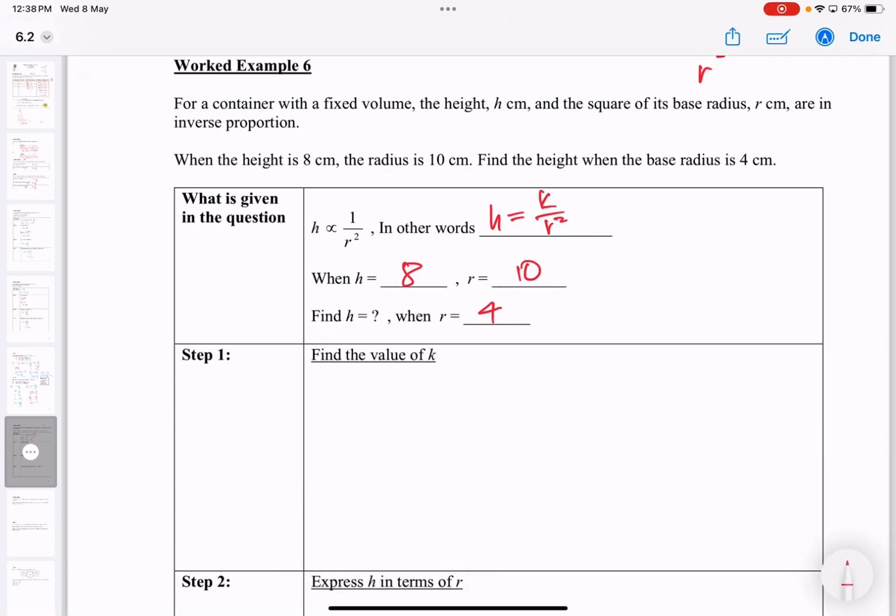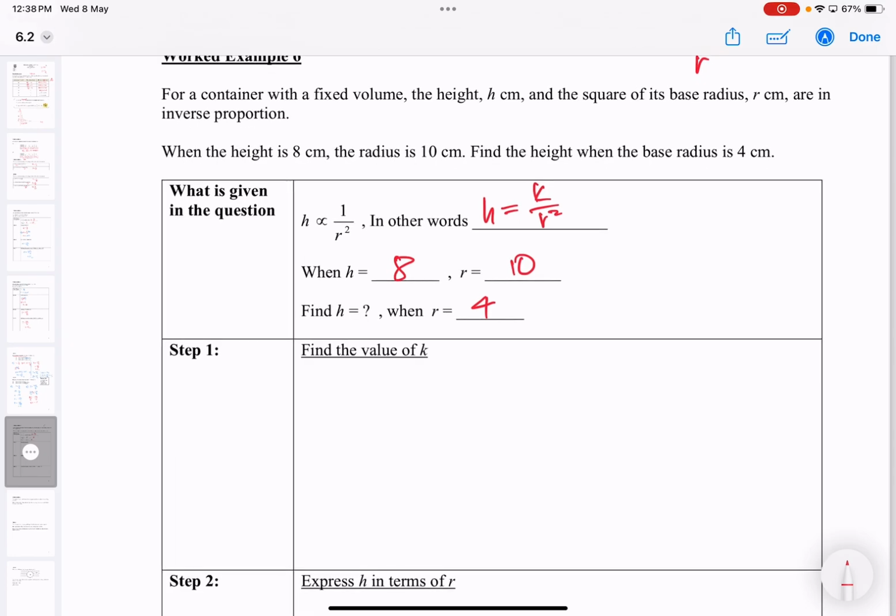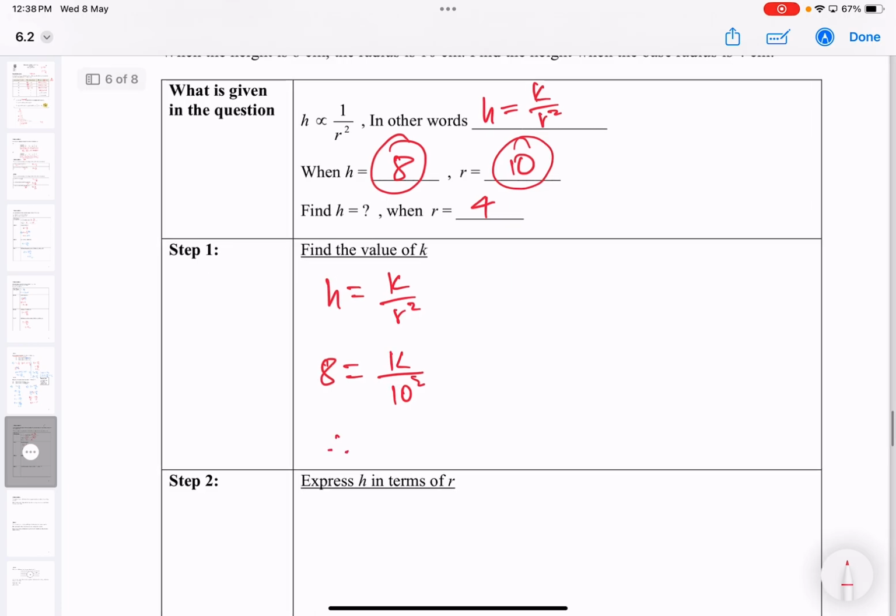Now, let's go through this question together. First step, find the value of K. So, juniors, sit down. H is equals to K over R squared. I know that when H is 8, my R is 10. I just need to substitute it in. Therefore, cross multiply, my K is 800.